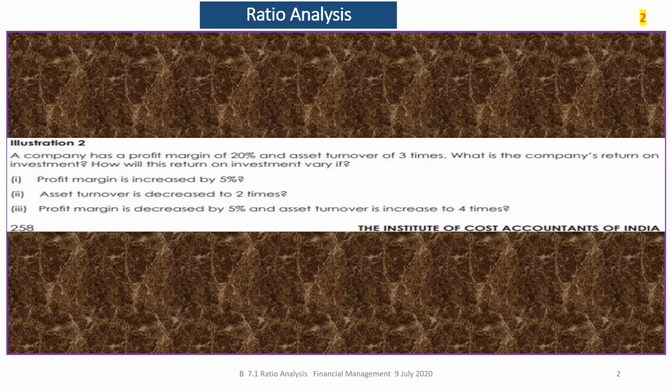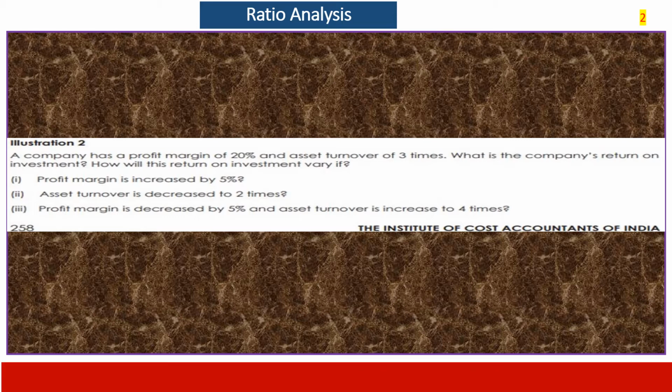This is a simple question shown as an illustration in the study material of CMA, and it talks of a profit margin of 20% and an asset turnover of 3 times. These are two concepts it talks of, but its question pertains to a third concept. It says, what is the company's return on investment?